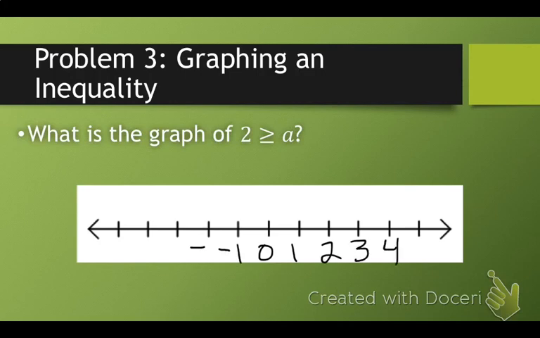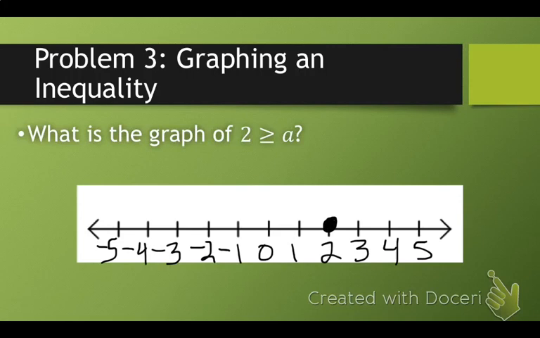All right, welcome back. You'll notice I am just numbering my number line here. What is the graph of 2 is greater than or equal to a? Well, I know that I'm going to start at the number 2, and I also notice that because I have the or equal to line, I'm going to have a closed circle, or as best as I can.